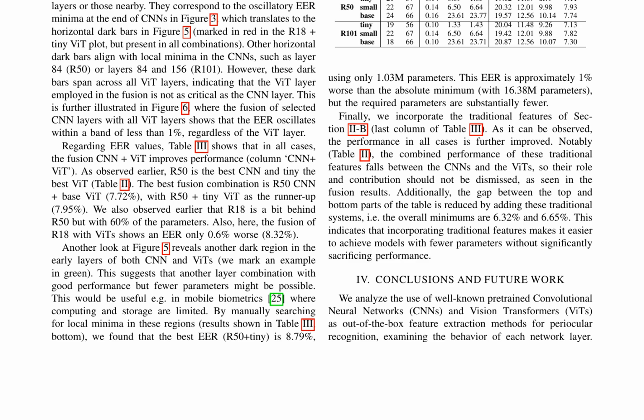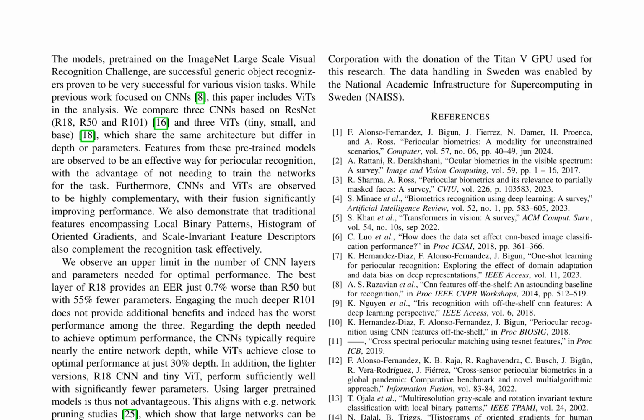The study also explores the use of traditional features, including local binary patterns, histogram of oriented gradients, and scale invariant feature descriptors, which are found to complement the recognition task effectively. The authors observe an upper limit in the number of CNN layers and parameters needed for optimal performance, and that larger pre-trained models are not advantageous. The lighter versions, R18 CNN and Tiny ViT, perform sufficiently well with significantly fewer parameters.